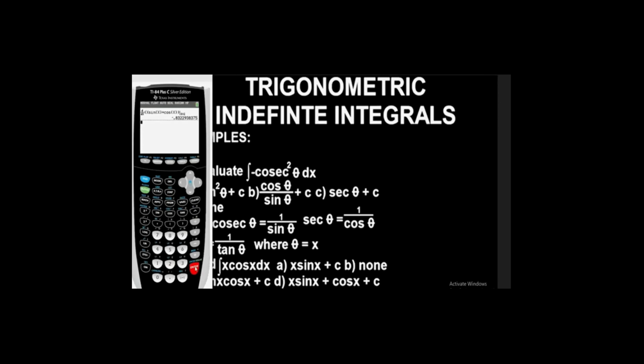Minus 0.83. Confirm. So guys, option D is the right answer to this question. It's as simple as this. So this is basically how you can deal with problems involving trigonometric indefinite integrals using the TI-84 Plus scientific calculator fast for multiple choice questions involving integration.